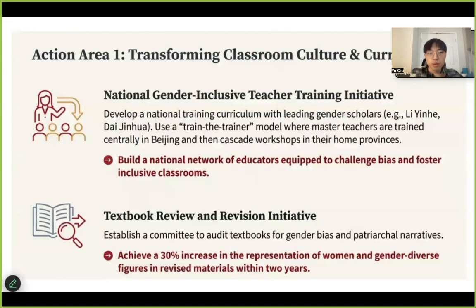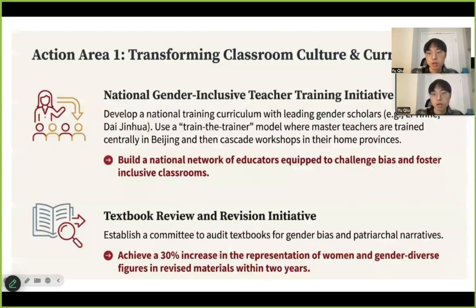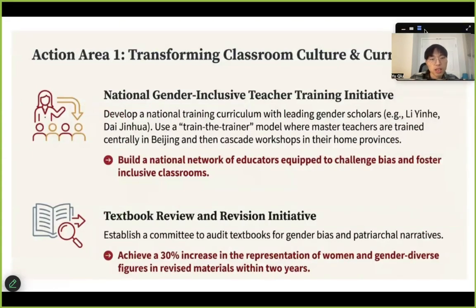So there are some action areas. The first one is transforming classroom culture and curriculum. National Gender Inclusive Teacher Training Initiative. Develop a national training curriculum with leading gender scholars, for example, Li Yinghe and Dai Jinghua. They are the pioneers of the subject of gender and equity in China. So I think they would be a good fit to lead the training curriculum. And we can use a train-the-trainer mode where master teachers are trained centrally in Beijing and then they go back to their home schools to teach other teachers.